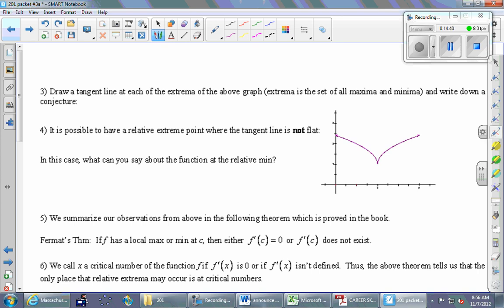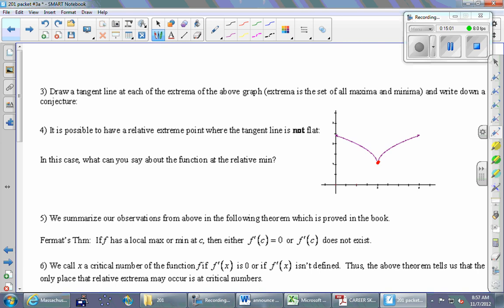So look at the relative min of this graph. It's that bottommost point. Is the tangent line flat there? No. What can we say about the tangent line at that point? It doesn't exist. It's a corner. That function does not have a derivative at that point. But it's still a minimum, right? I mean, it is a local minimum. It's also a global minimum.